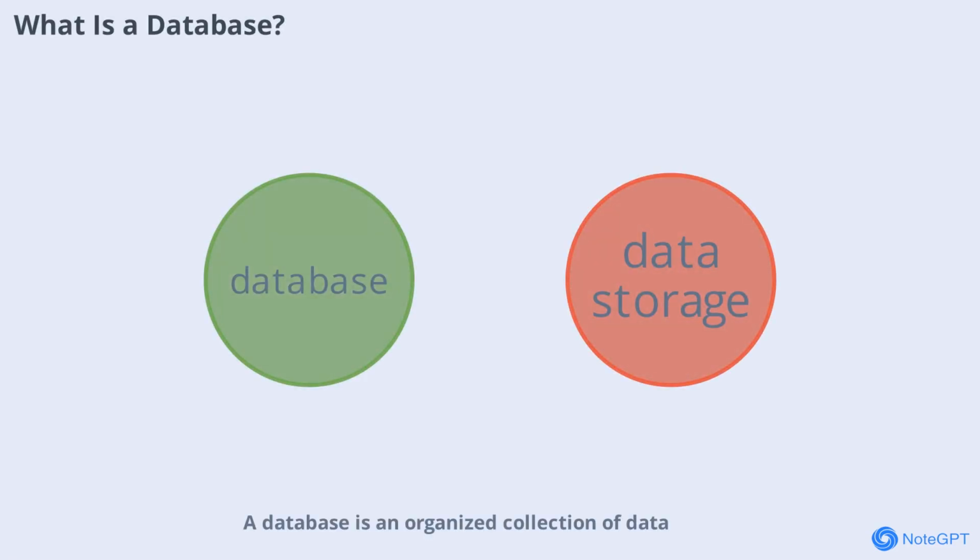A database is an organized collection of data, typically stored and accessed electronically from a computer system. Think of it as a digital filing cabinet, where information is stored in a structured way for easy retrieval and management. Databases can hold anything from customer records to product inventories, and they come in many forms, including relational, NoSQL, and cloud-based databases. Understanding the core concept of a database is the first step in mastering database management. In the next scene, we'll look at the different types of databases and how they're used in real-world scenarios.